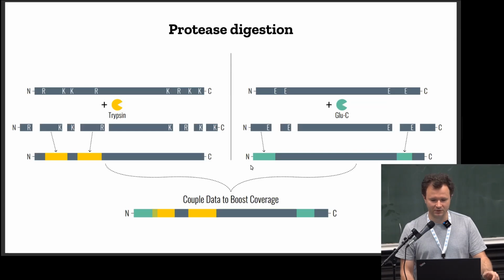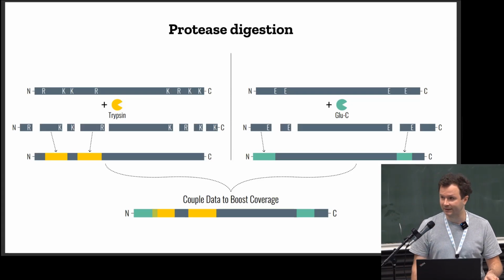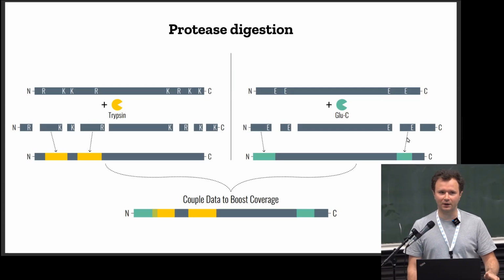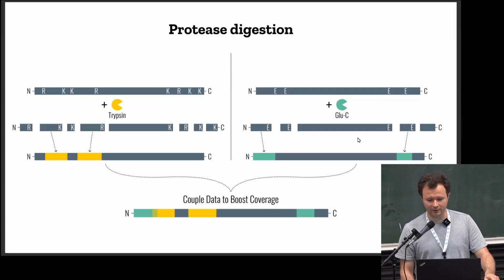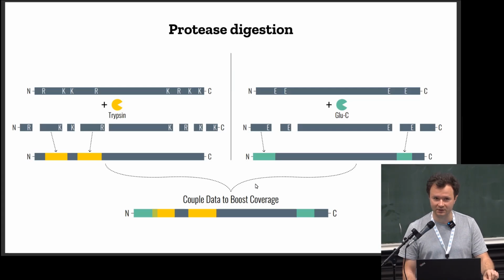So what solution can there be here? You can take another protease. So let's take GluC. Again, we have some set of detectable peptides, and just a few of them we actually detect. And our big hope is that if we combine all these peptides from different proteases, we're going to get a significant boost in terms of amino acid coverage.